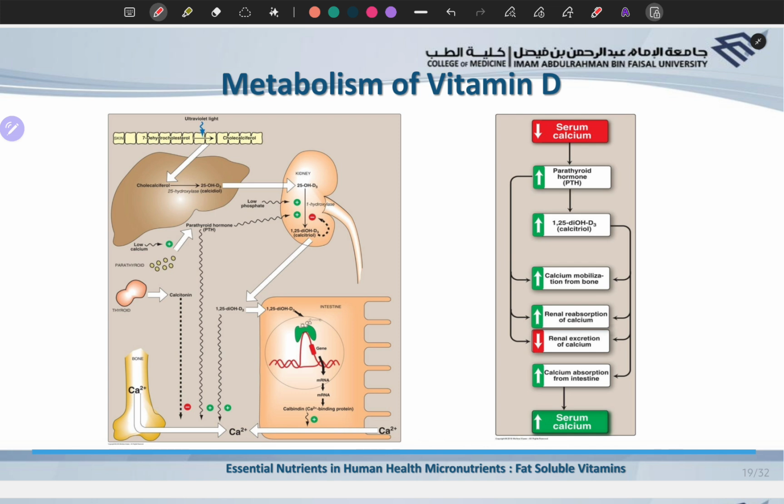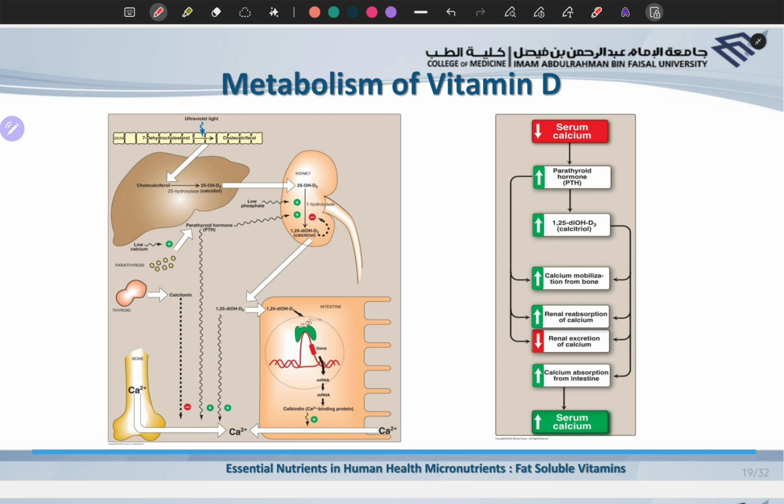Now this 1,25 dihydroxy D3 will act on the intestinal epithelial cells, resulting in the synthesis of a specific calcium binding protein which will absorb calcium. Is it clear? So in the presence of the active form of vitamin D, that is calcitriol, there will be absorption of calcium from the intestine. Now this calcitriol is formed with the help of 1 hydroxylase.